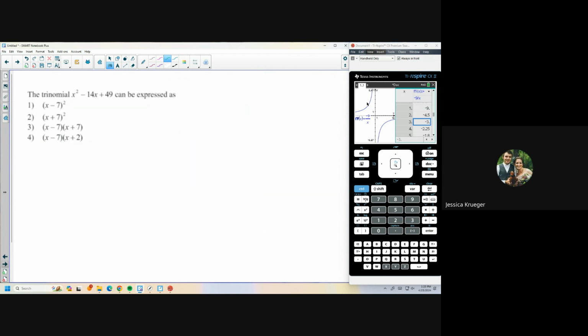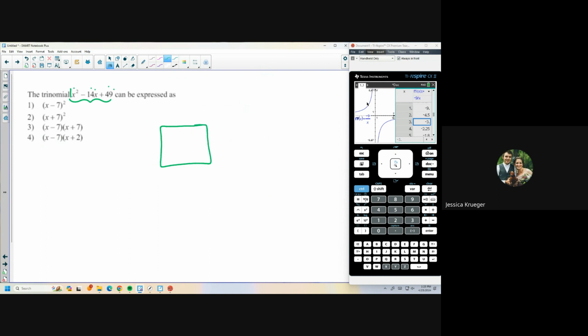The trinomial x squared minus 14x plus 49 can be expressed as... If I look at my coefficients, I've got a 1, a 14, and a 49. None of those have a common factor. My first term has an x squared, my second term has an x, my third term does not have an x. So they don't have a variable in common. So I don't have to take a GCF out. I'm just going to factor it.